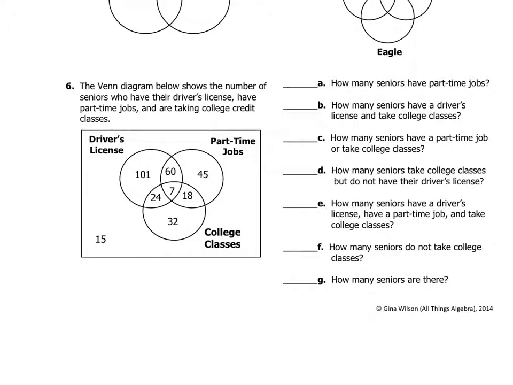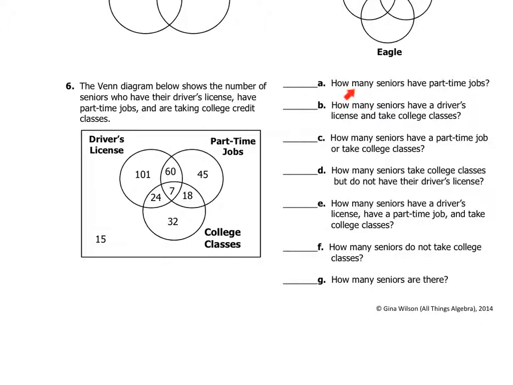Okay, moving on here, number 6. The Venn diagram shows the number of seniors who have their driver's licenses, have part-time jobs, and are taking college credit classes. Driver's license, part-time jobs, college classes. That's what the 3 circles are. Notice out here there are 15 seniors that aren't doing any of those. So don't forget about that number. You're going to probably need a calculator here. You're going to have to do some adding.